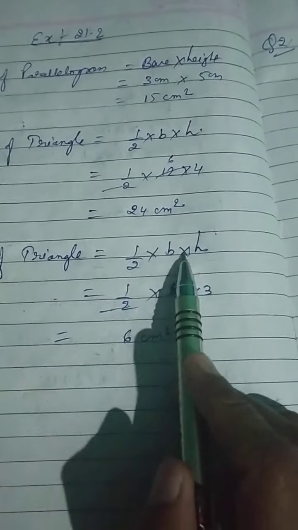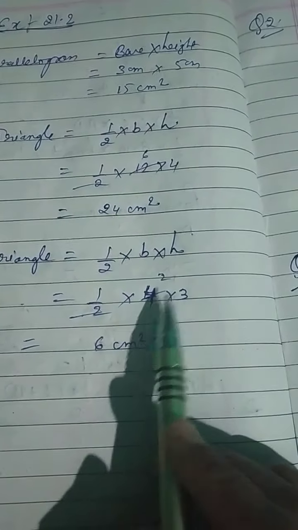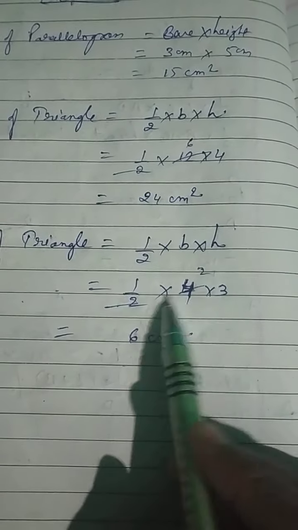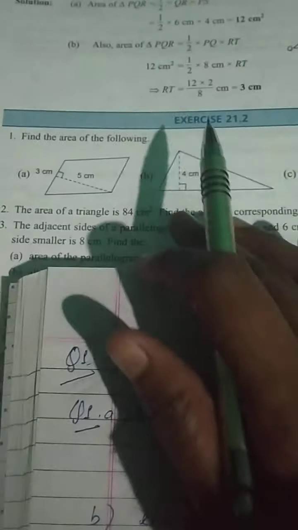Area of triangle, again half into base into height. Its base is 4 and its height is 3. You can see in the figure, base is 4, height is 3. So we can find out, 2 2s are 4, 2 3s are 6 square centimeter. Okay. Now question number 2.